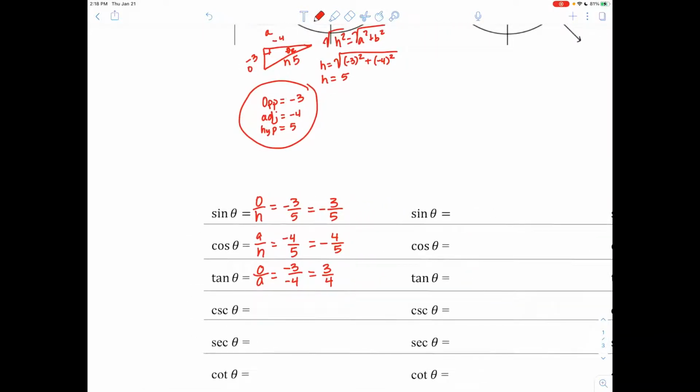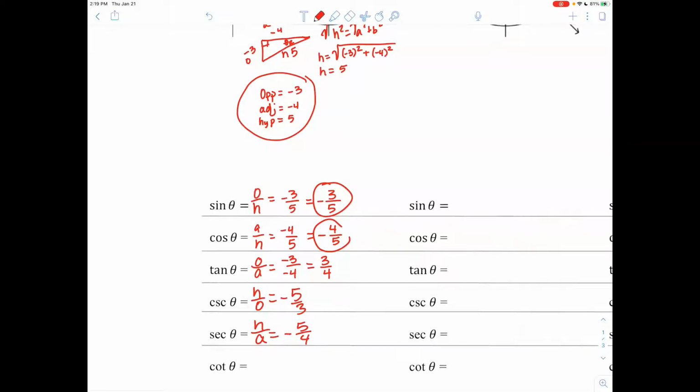Cosecant is just the reciprocal of sine, so hypotenuse over opposite. So that would be -5/3. Basically, you could just flip your sign over. Secant is hypotenuse over adjacent, and so we can just flip. Oops, wrong one. Down here at secant, -5/4. And actually that negative sign should go out front. And then cotangent is just the reciprocal of tangent, right? So that would be 4/3.